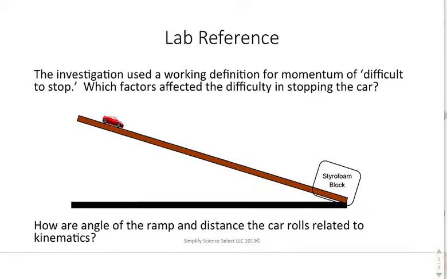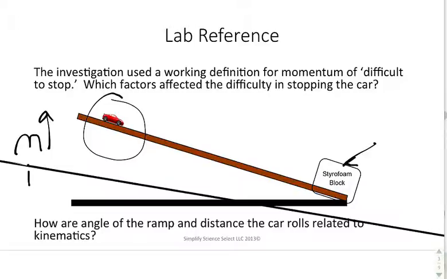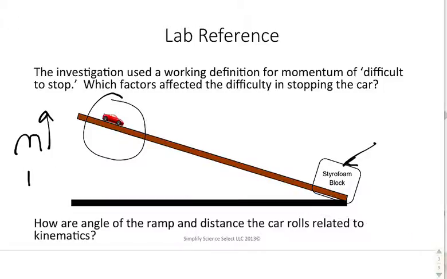Now, in the investigation, what you did is you rolled a car down a ramp and you were trying to figure out how difficult it was to stop the momentum of a car. What you should have seen is there's a couple of different factors that affect the impact on this styrofoam block. The first thing is easy, it was the mass of the car. If you added more mass to the car, there ended up being a greater impact on the styrofoam block. So more mass equals a greater impact.